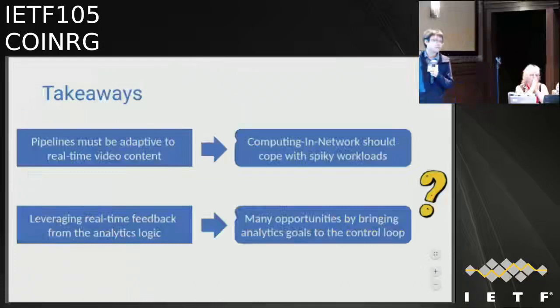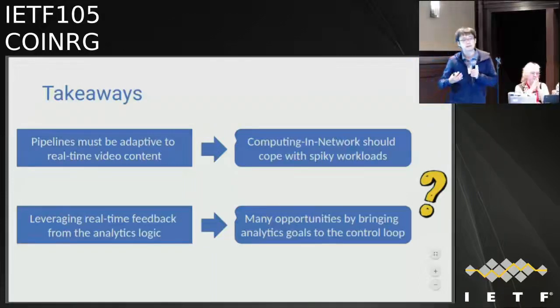So, just two takeaways from this talk. One is that the video pipeline must be adaptive to the real-time video content. That means whenever the content changes, the resource demand may vary as well, and that will cause a very spiky workload. Whatever in-network resource allocation mechanism we propose must be able to cope with that. And the second, because video analytics has an algorithm as the final consumer of the system, you can leverage real-time feedback from it. This opens up new opportunities to bring the goals of these analytics into the resource allocation control loop. Thank you. Ready for questions.